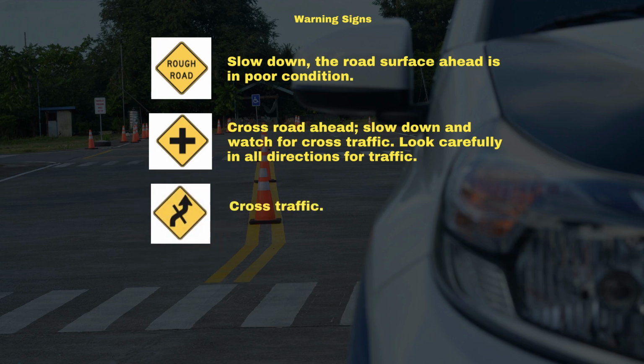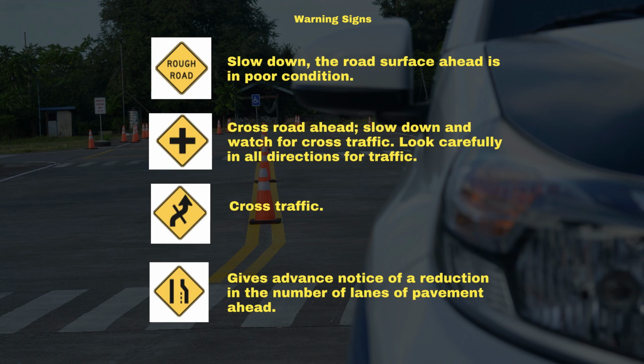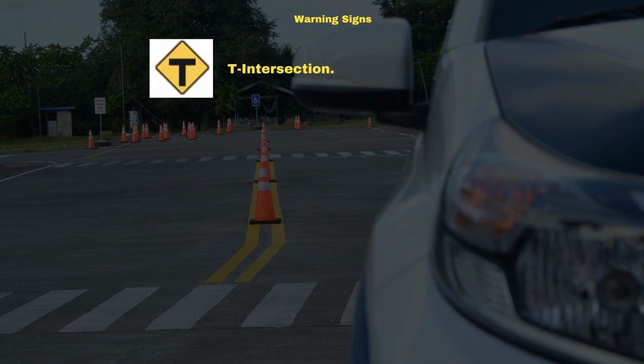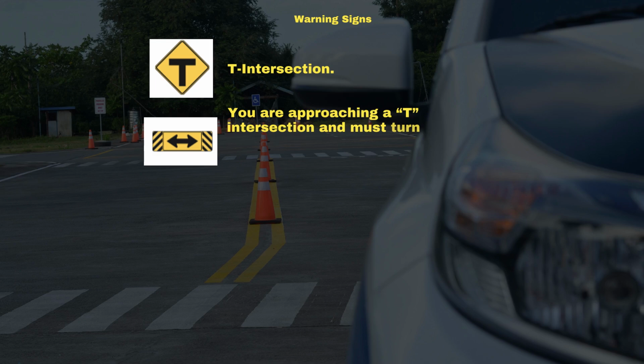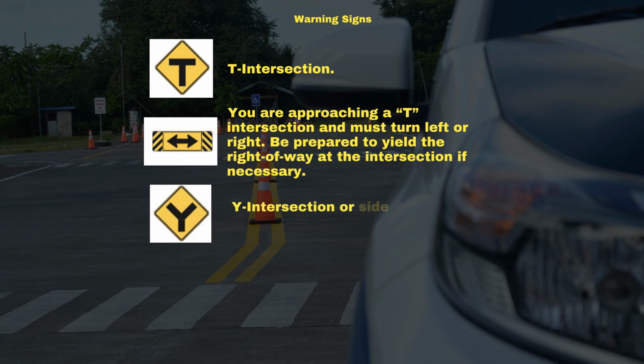Cross traffic gives advance notice of a reduction in the number of lanes of pavement ahead. T-intersection. You are approaching a T-intersection and must turn left or right. Be prepared to yield the right-of-way at the intersection if necessary. Y-intersection or side road traffic to the right.